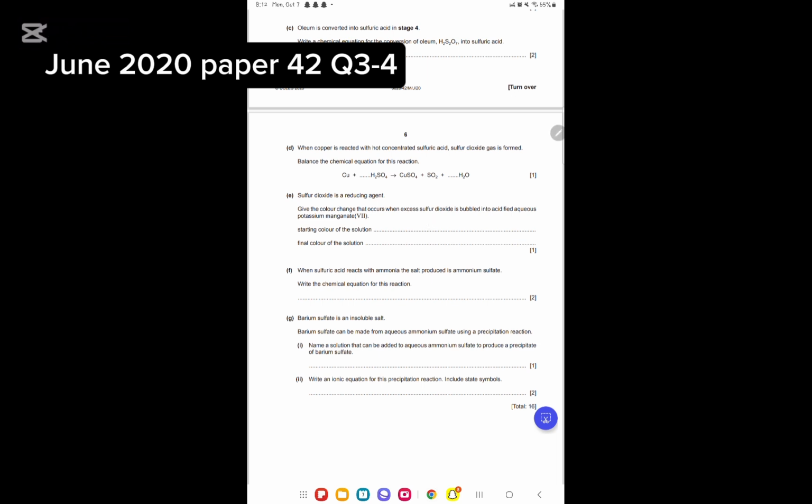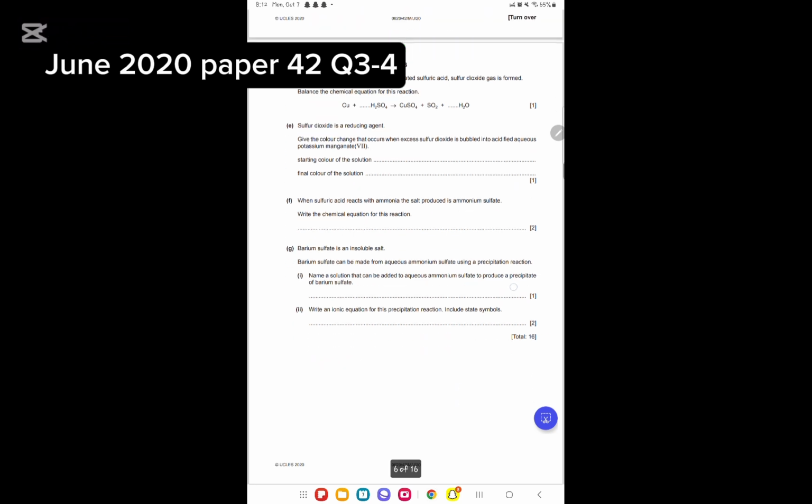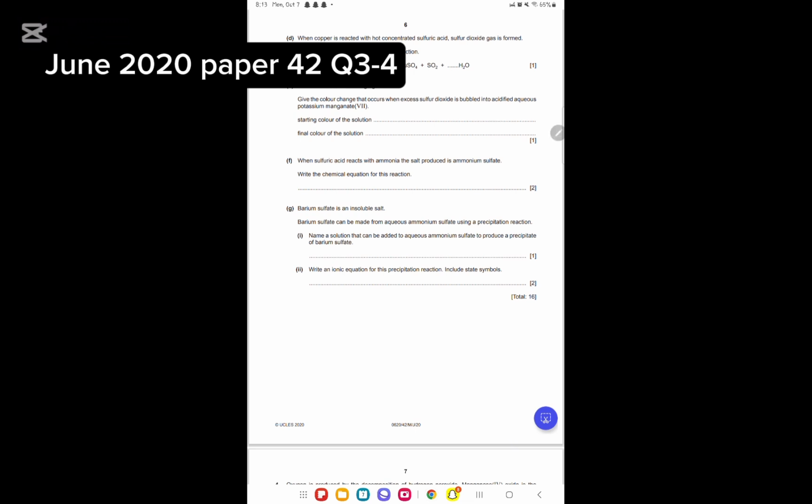So H2S2O7 will react with H2O to produce 2 sulfuric acid, which is H2SO4. Now, part D. When copper is reacted with hot concentrated sulfuric acid, sulfur dioxide gas is formed. Balance the equation for this reaction.